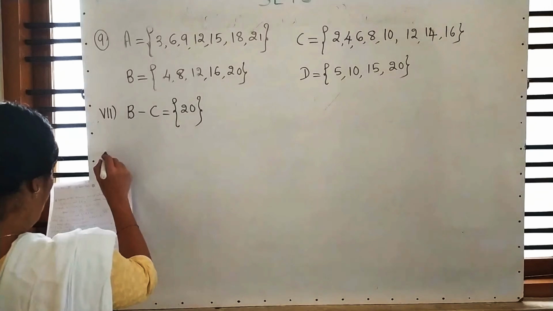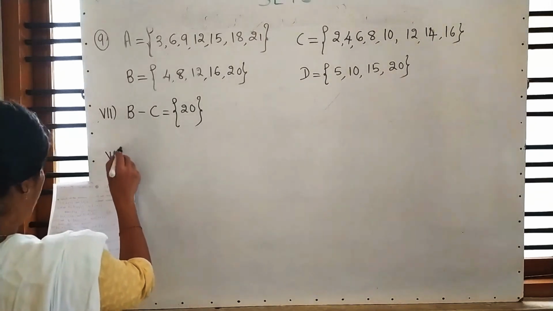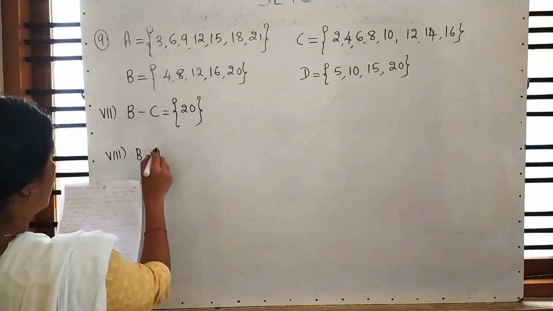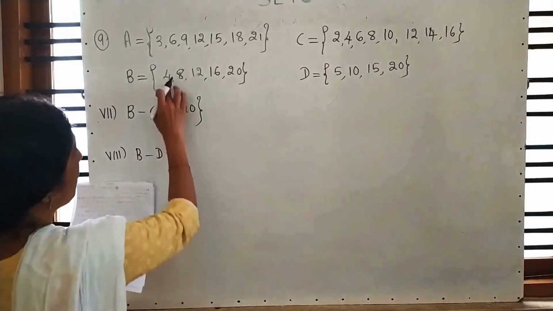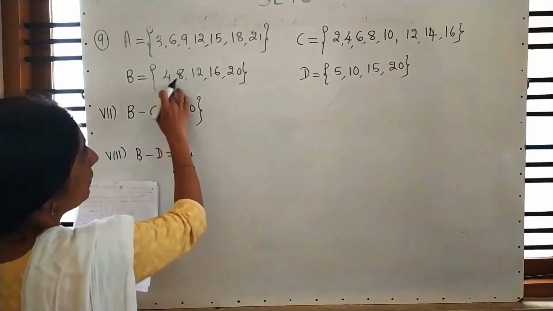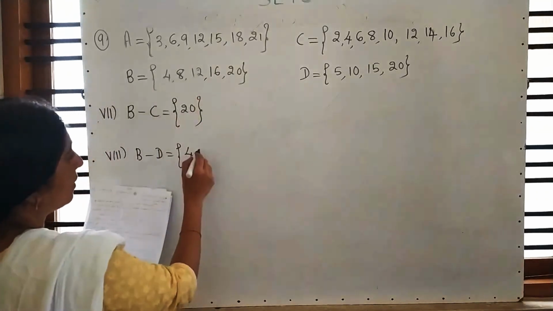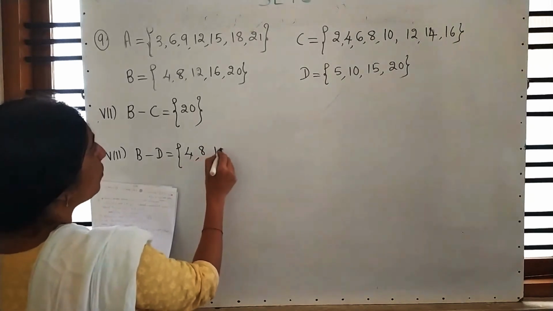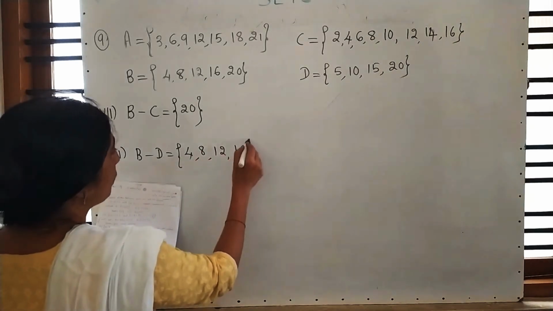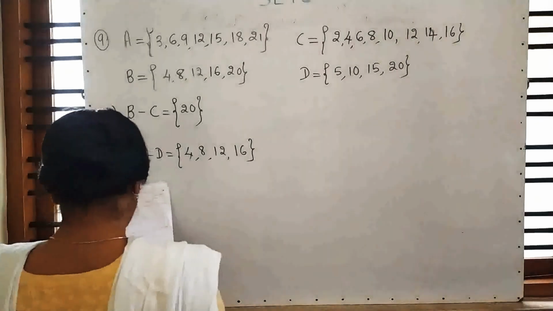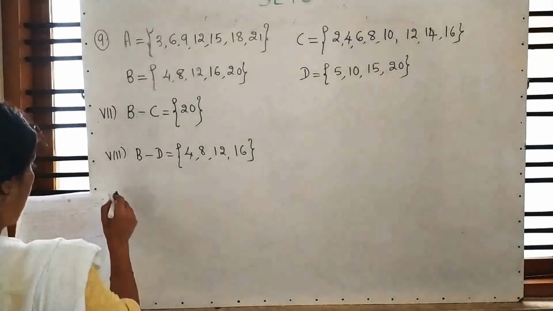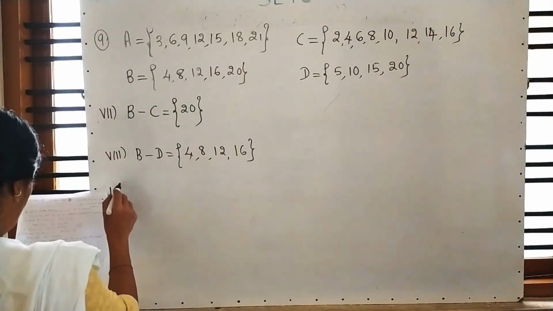Then next question, 8th one. B minus D. 4 is present here but not in D. 8, yes. Then 12. 16 is also not present but 20 is present. Don't write it.